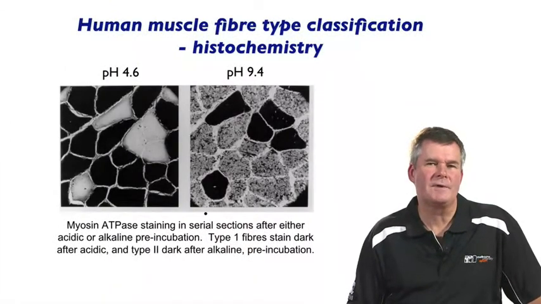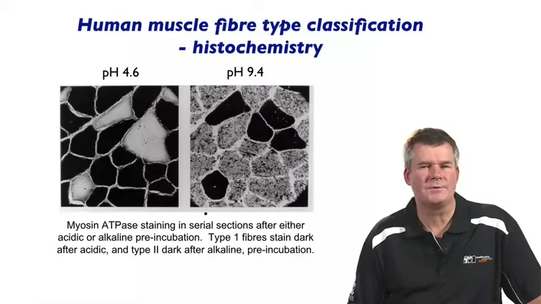In relation to muscle fibre types, there are two main categories, slow twitch and fast twitch. The fast twitch fibres, in human muscle at least, can be further subdivided into two subcategories, and we'll come back to that in a moment.